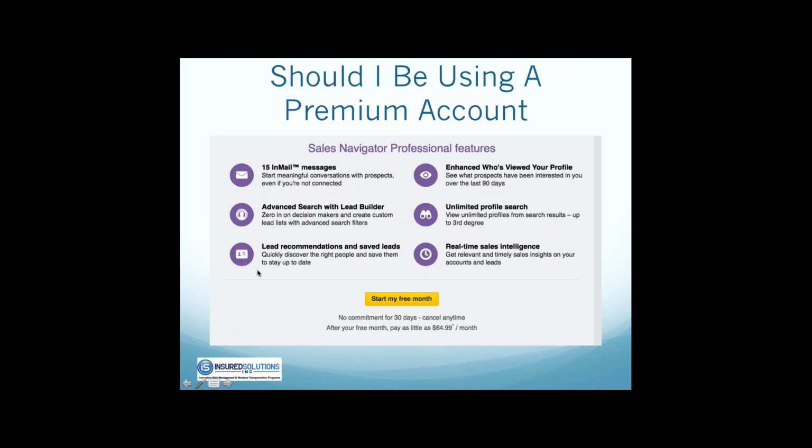So when you search for someone who looks like a good account or just someone you want to connect with, you can save them and you can go back to them. It's going to have great statistics, real-time sales intelligence, unlimited profile search again, and also you can see who viewed your profile. This one's $65 a month. But remember, there's no commitment for 30 days, and you can cancel it right afterwards. So I recommend just giving it a try.